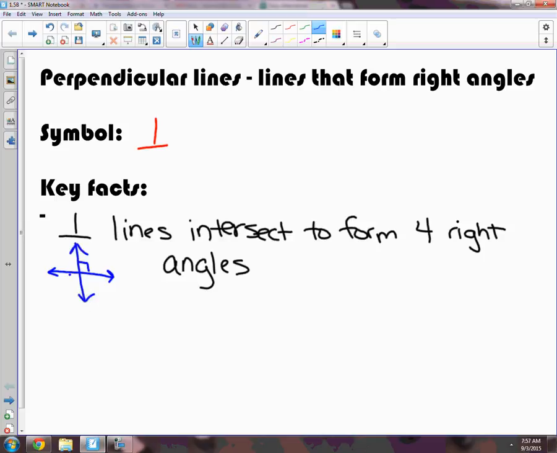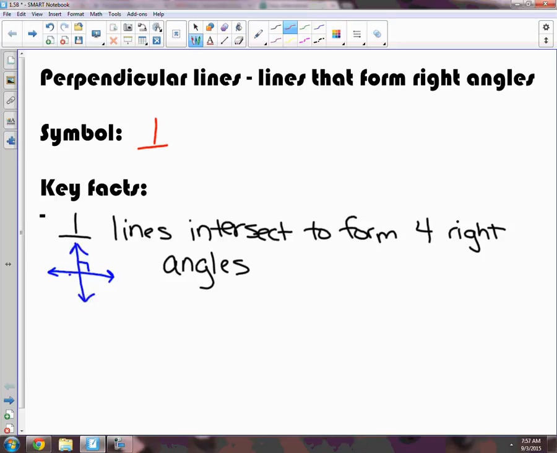So a lot of times on like homework or worksheets or tests or anything like that, they might just put 1 right angle box in there, but you've got to know that there are more than 1 in the picture. Okay, so there's our first key fact.